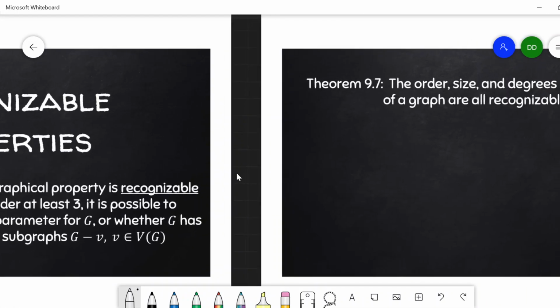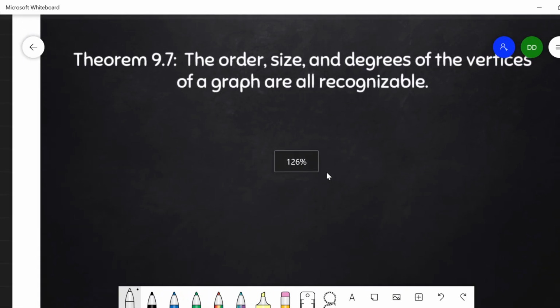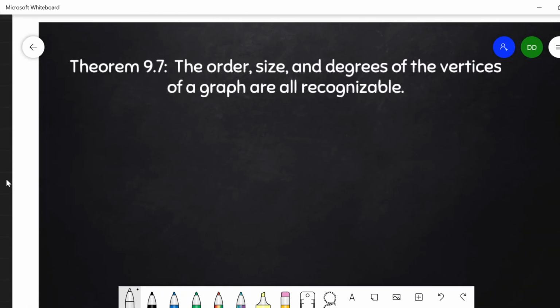So we'll start with perhaps the most basic of these and possibly the most useful for our purposes, and that is that the order, size, and list of degrees of the vertices of a graph are all recognizable. All right, so let's go ahead and prove this. What do we have to prove here? Given the vertex deleted subgraphs, we have to show how to determine the order, the size, and the degrees of the vertices.